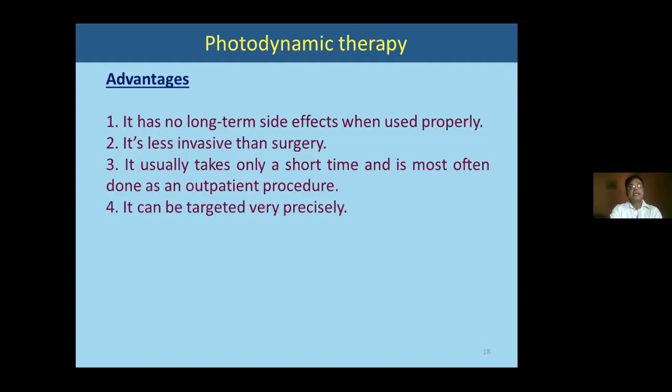Fourth, it can be targeted very precisely. That means you treat the cancer patient periodically a few times with this PDT agent. And then when enough of the PDT agent has accumulated in the cancerous cells, you activate it with light of a specific wavelength. So what will happen to those compounds that accumulated inside the cancerous cells? They will get activated and form singlet oxygen or reactive oxygen species inside those cells, and this reactive oxygen species will destroy those cells.